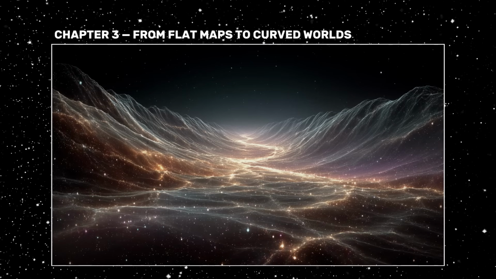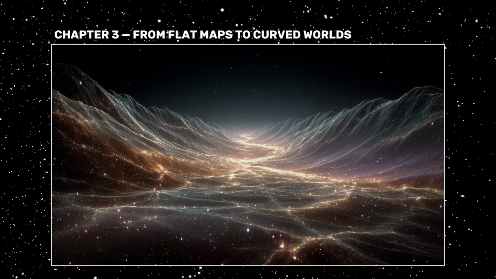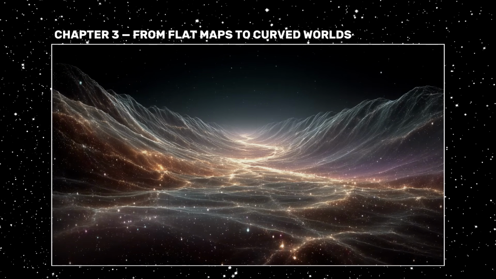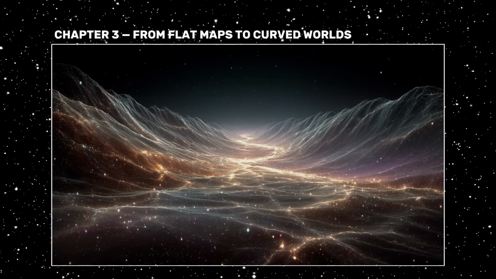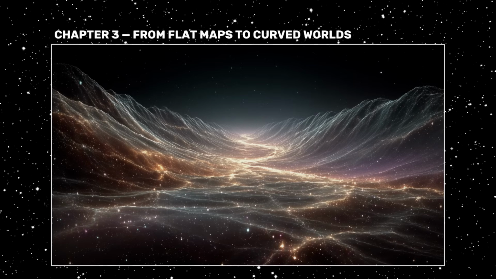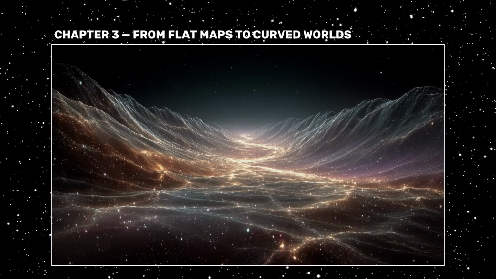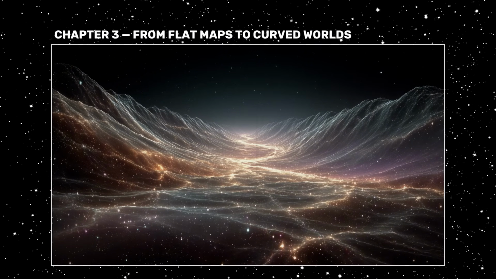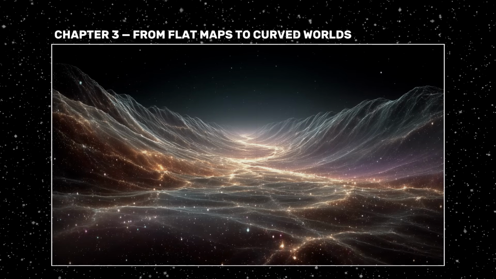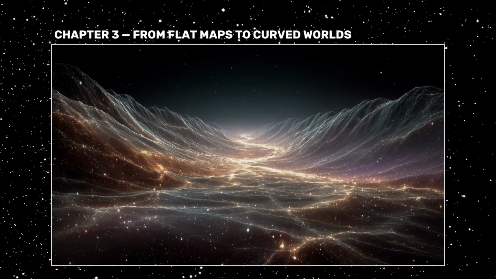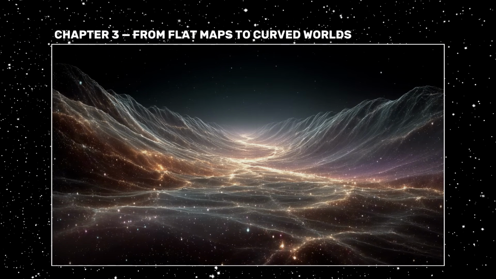A two-dimensional being living on the surface of a sphere could, by measuring triangles and distances, discover that it lived in a curved world, even without ever seeing the sphere from outside. This was a profound revelation. Geometry was not about flatness. It was about the properties of space itself, whether flat or curved.